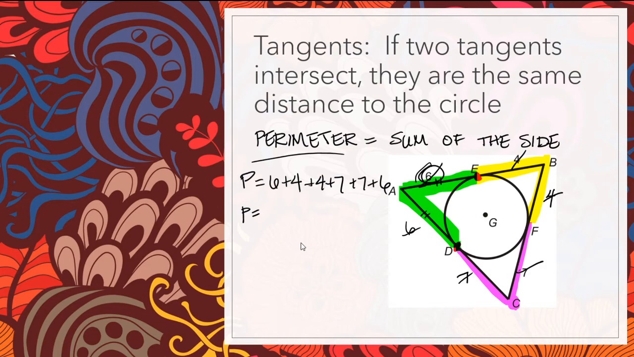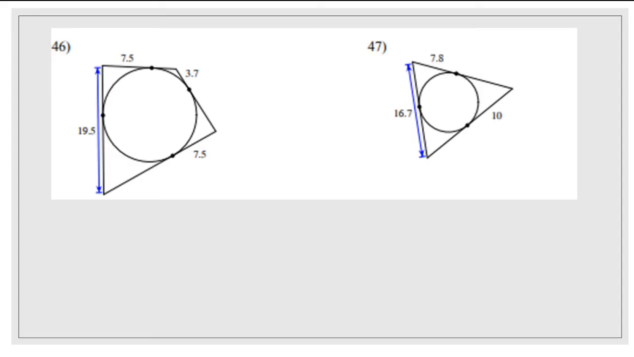Okay, jumping into the packet. I'm going to go ahead and get you started with each of these on the packet. I'm not going to work them out in their entirety, but just to get you started. First thing I know is that this segment and this segment are congruent because they're both tangent and they meet in that point. So since that's 7.5, so is this. And then the same thing here. This little guy, he's 3.7. So that means over here is 3.7 as well.